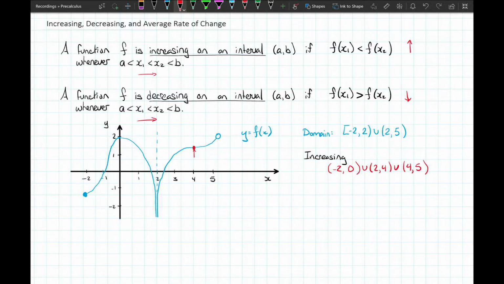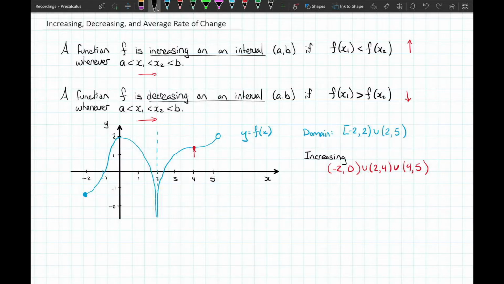And of course, 5 isn't even in the domain, let alone an endpoint that we can include anyways. So endpoints like the -2 and 5 shouldn't be considered to be increasing or decreasing. We want to take a look at x1 and x2 being between certain values.